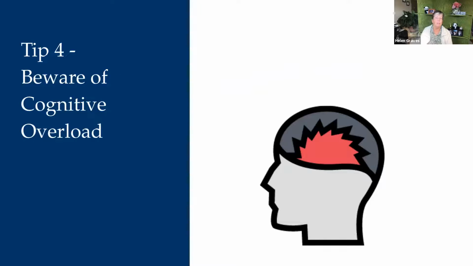So the final tip that I want to share is to beware of cognitive overload. Cognitive overload happens when working memory receives more information than it can handle comfortably. Extraneous details, confusing directions, overly complicated visuals all mean that your students' brains are distracted and have less ability to focus on your content. And this is true in all learning contexts, not just video presentations.